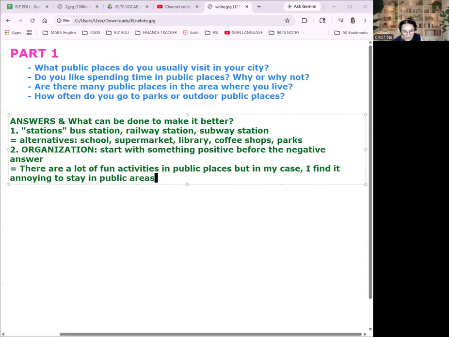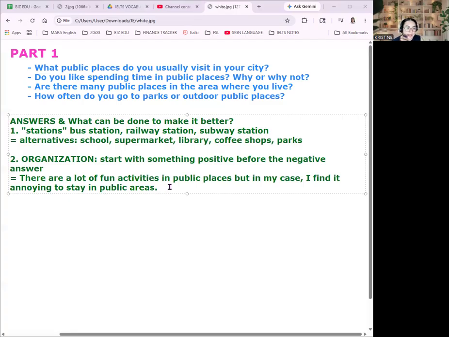Always start with something positive first, Peter, because that way you're trying to connect the question with your answer. We will not go directly by saying a negative answer. Let's start with positive first. After we say something positive, maybe just one sentence or within the same sentence, that's the time that we can move on to the negative answers.